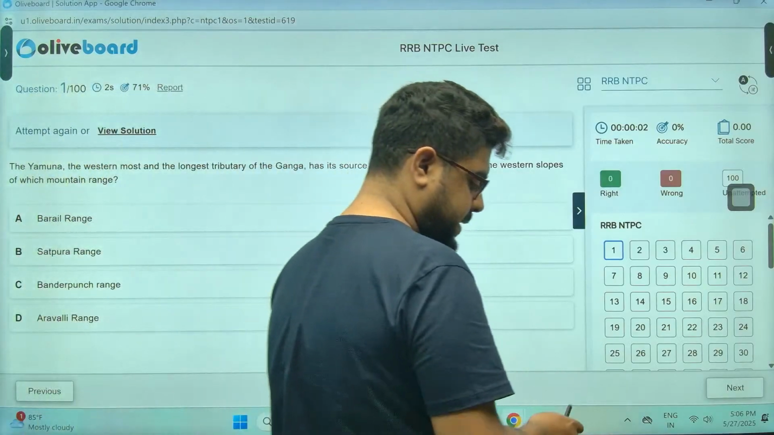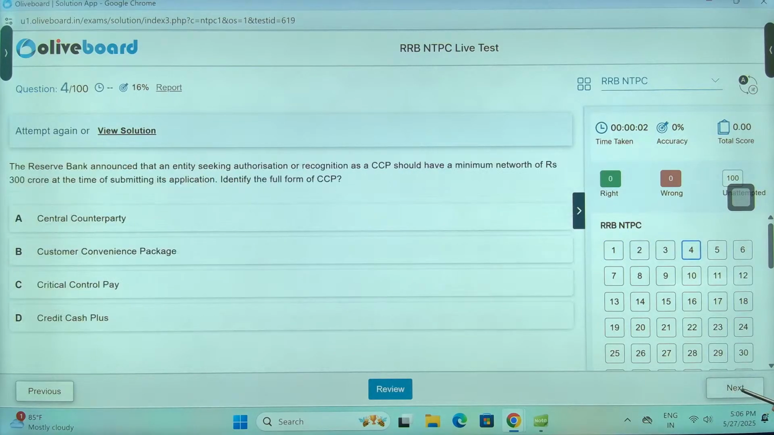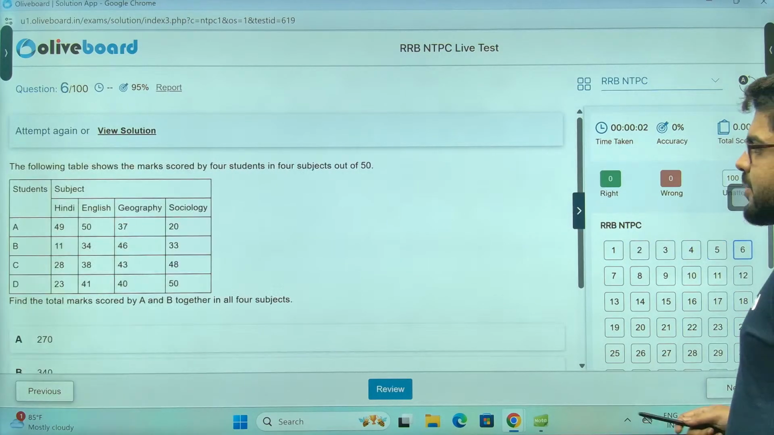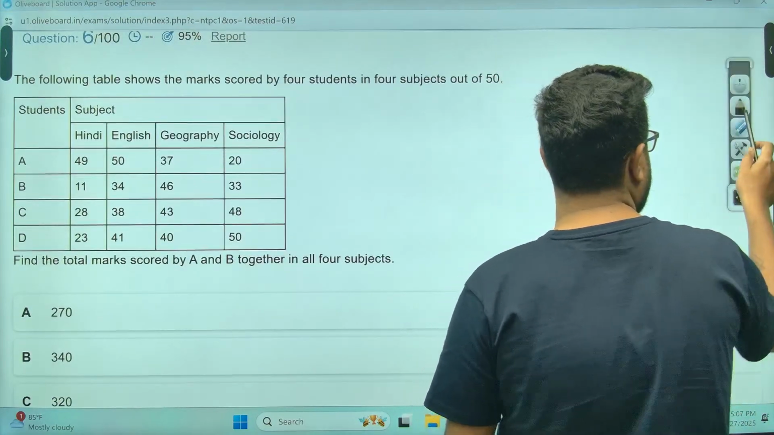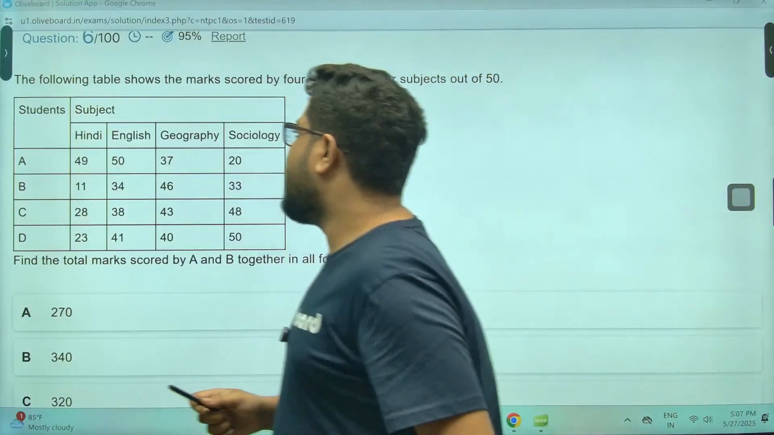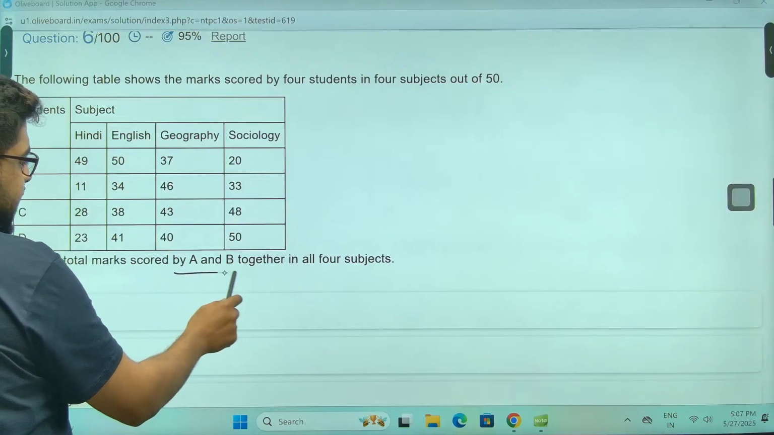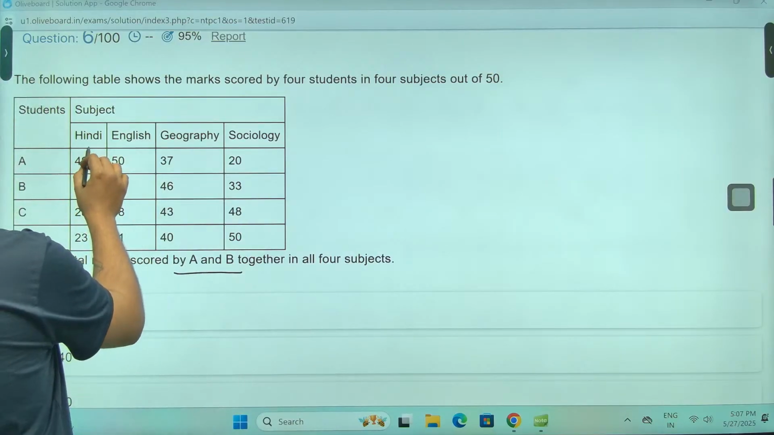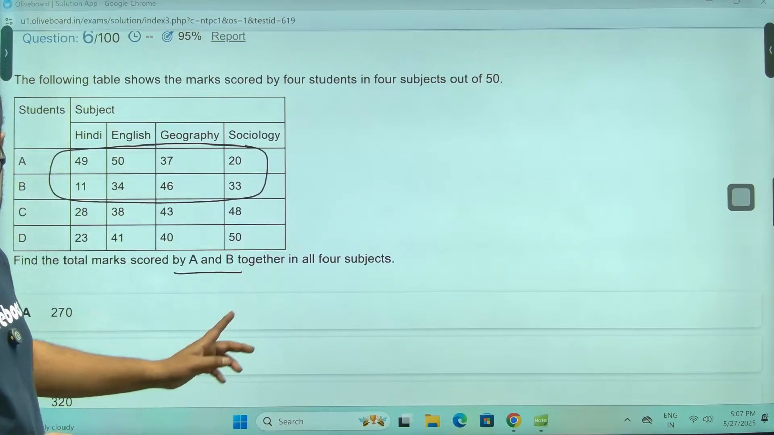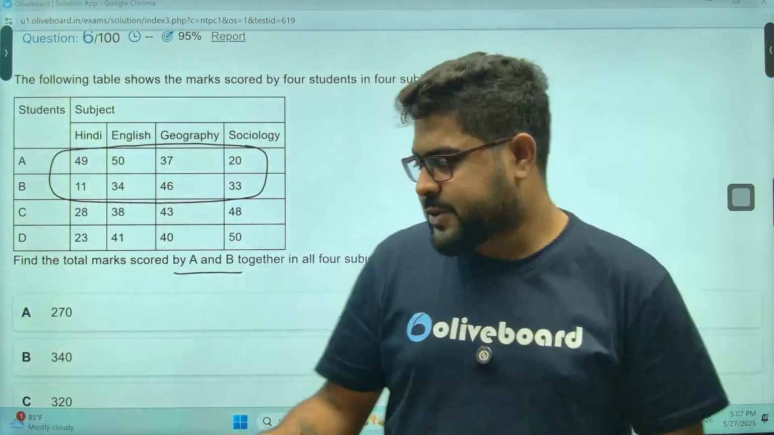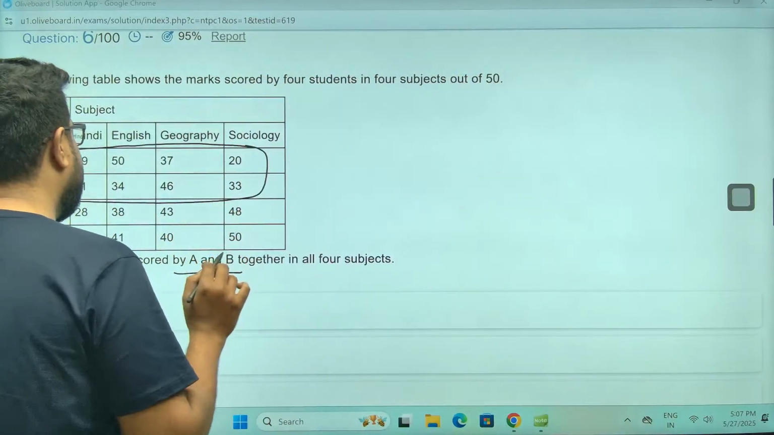Sir, first question, so of math. So let's see, not this one. First question is this one based off DI. The following table shows the marks scored by 4 students out of 50. Total marks by A and B together in all 4 subjects. They are asking the sum of all these. Unit digit method will not work because all 3 options are ending in 0. So you have to add, but be a little bit smart here.